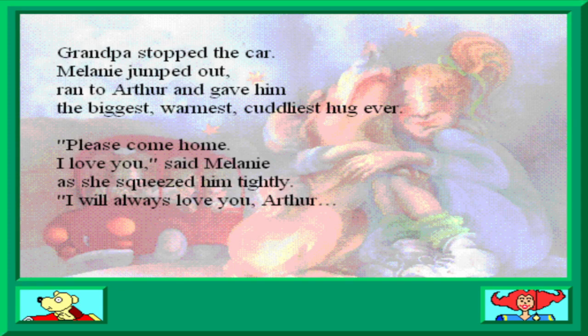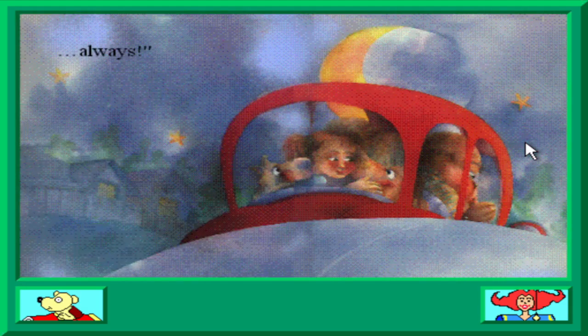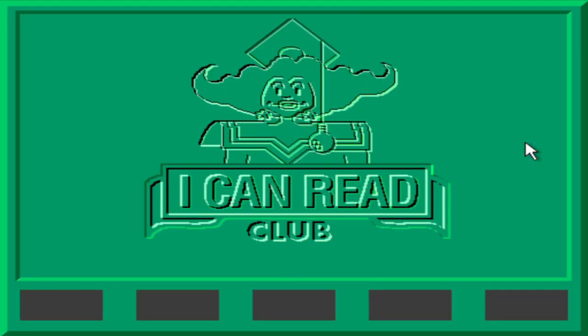Now Arthur is very happy. Click the words that tell what kind of hug Arthur got. No, click the words in this sentence that tell what kind of hug Arthur got. Biggest, warmest, cuddliest. Melanie jumped out, ran to Arthur, and gave him the biggest, warmest, cuddliest hug ever. Always, Melanie will always love Arthur. Awesome, dude.